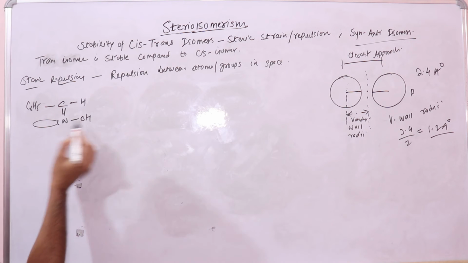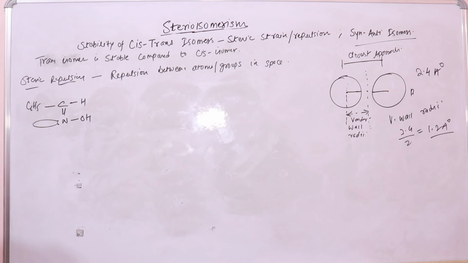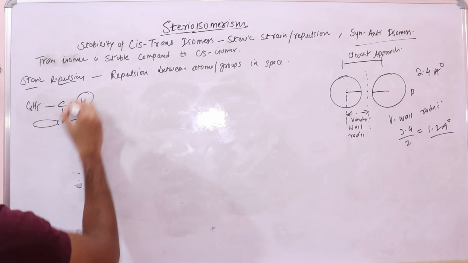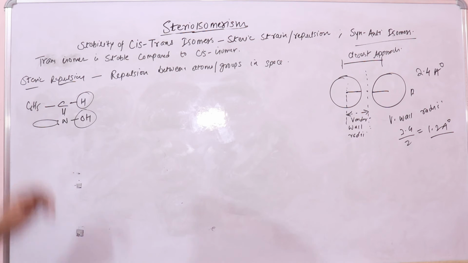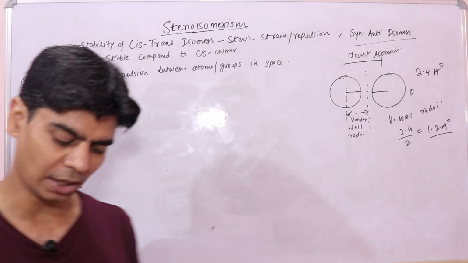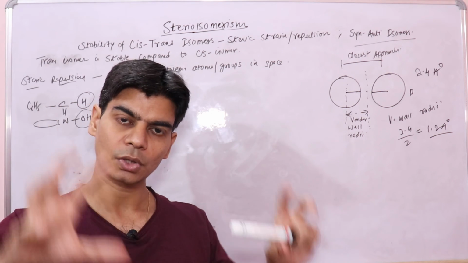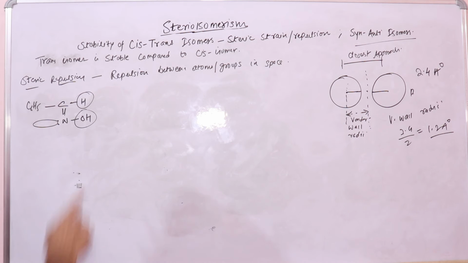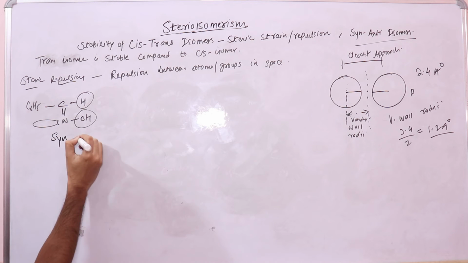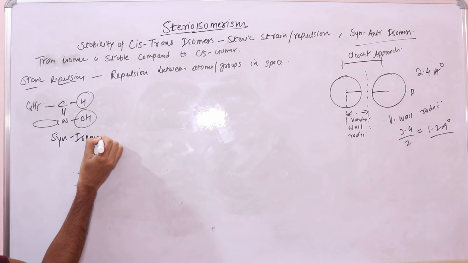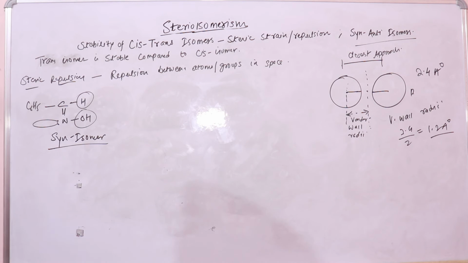In aldoximes and ketoximes, you have H and OH on the same side, right? Like in cis isomer, we have similar groups on the same side of the double bond. Here in aldoximes and ketoximes, we have hydrogen and hydroxyl on the same side of the double bond, right? This is your syn isomer, like we have cis isomer. If hydrogen and hydroxyl are on the opposite side, what we have is an anti isomer, right? Like trans isomers.